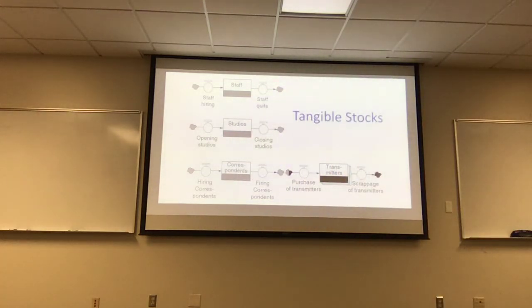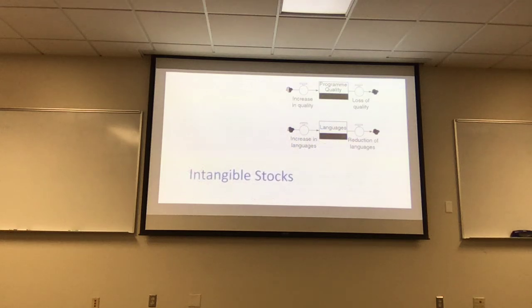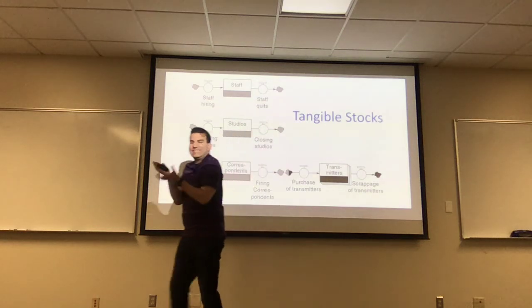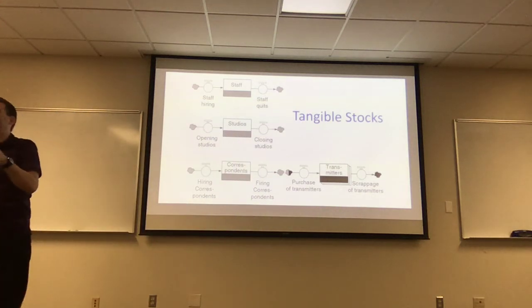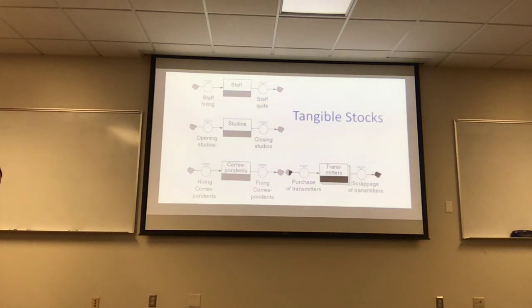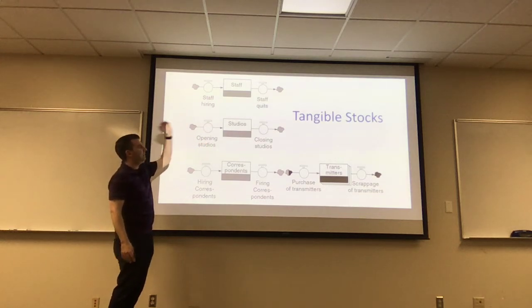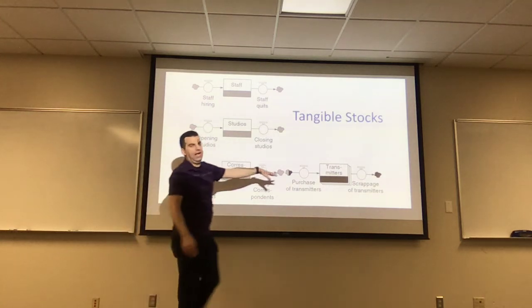Brandy. Oh, Will, sorry. It's something that you can actually turn, like in this example, language and program quality. Right, good, excellent. So the tangibles are things that in principle you can pick up, they exist physically, they are countable. They are easy to count, it's hard to argue they don't exist. You have a number of staff, you have studios, you have correspondents, you have transmitters.